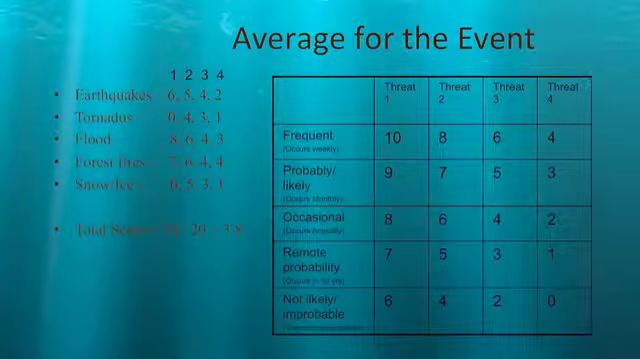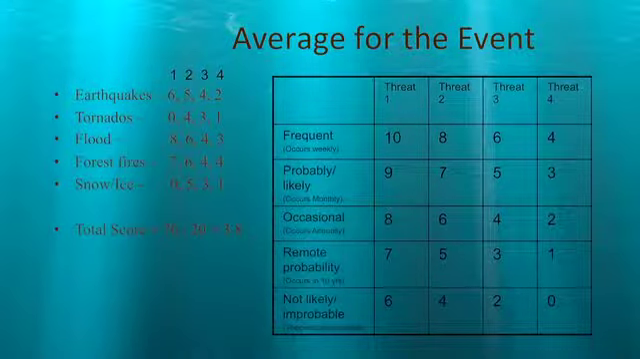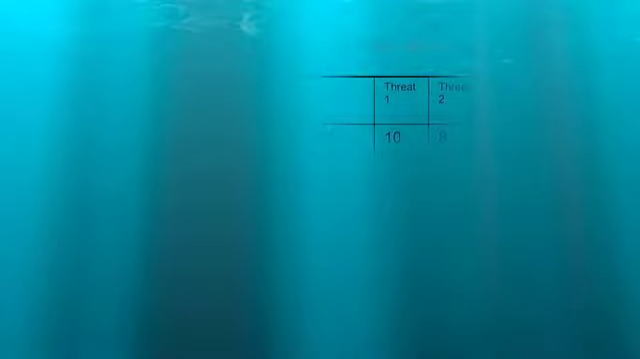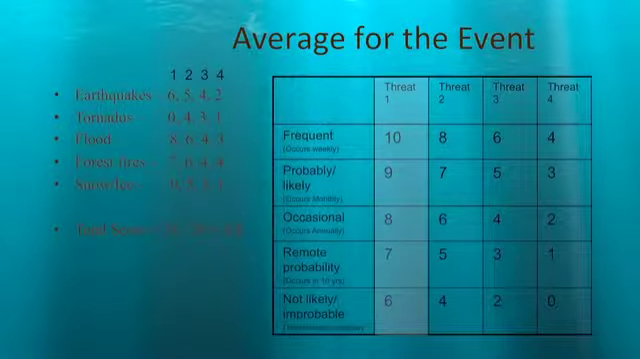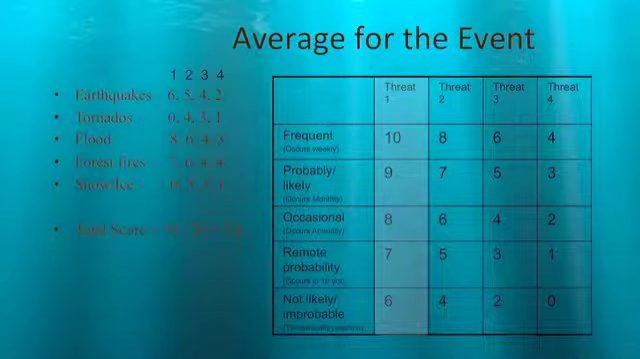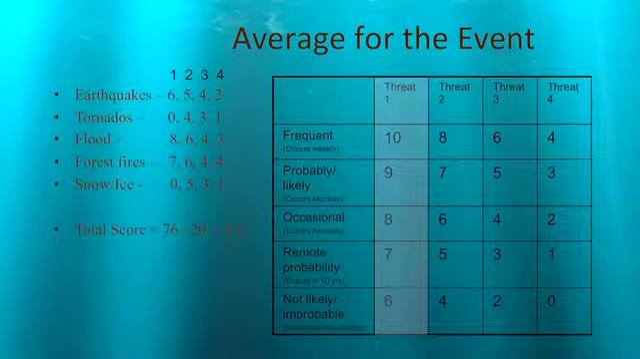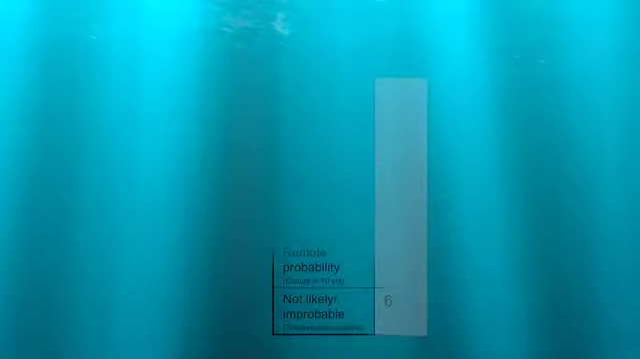We need to find the average for each event. So for instance, let's look at earthquakes. In threat 1, we decided that many people would be dying in this event. How probable in our area for the organization would this be probable? The area where I live, it's not very likely to have an earthquake that kills multiple people. So it gets rated as a 6.